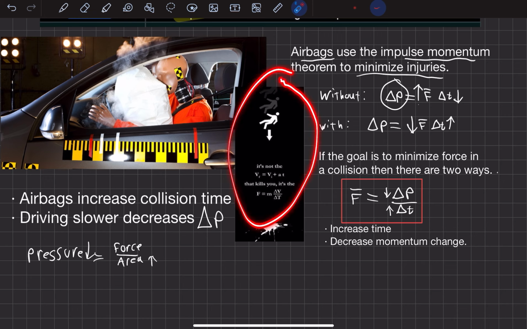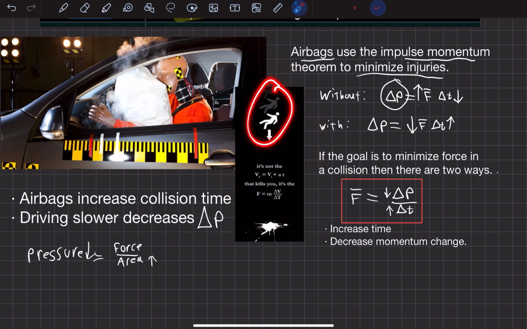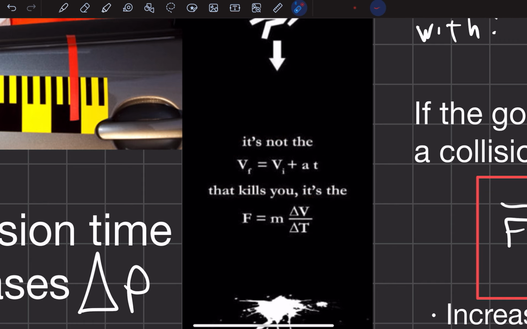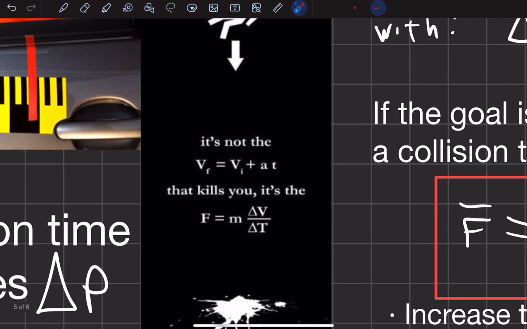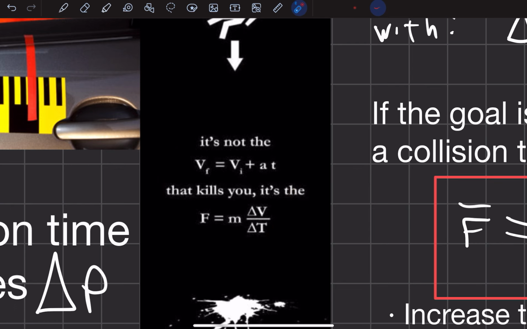This is a meme that is often circulated around the internet. I've seen it on shirts before. You have a person falling, and they say it's not the final velocity. We should notice that this is the equation we've dealt with before, which is the final velocity is equal to the initial velocity plus acceleration times time. So it's not the velocity that kills you. It's the force, which equals the mass times the change in velocity over time, and if you put the mass into the change of velocity, that's change in momentum. That's this equation right here. So now you can understand whenever you see this meme pop up on the internet or on someone's t-shirt.